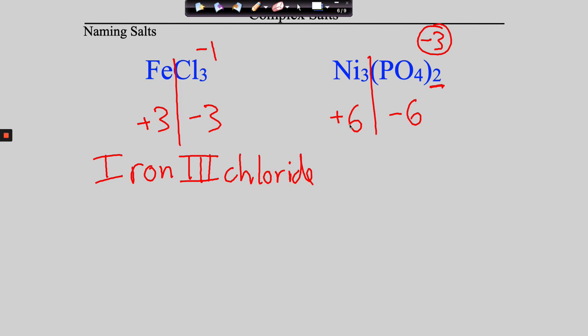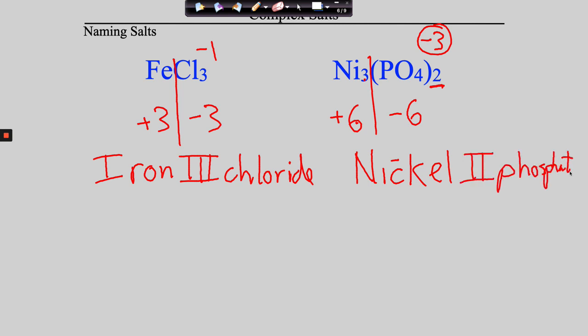Now, guys, the last step. We know that we have a total positive charge of +6, but how many nickels are creating that +6 charge? 3. So if it's +6, and if we've got 3 nickels, what's the charge of each nickel? Well, 6 divided by 3, 2. So this is, is it EL or LE? Nic, L, EL? This is nickel 2 phosphate.